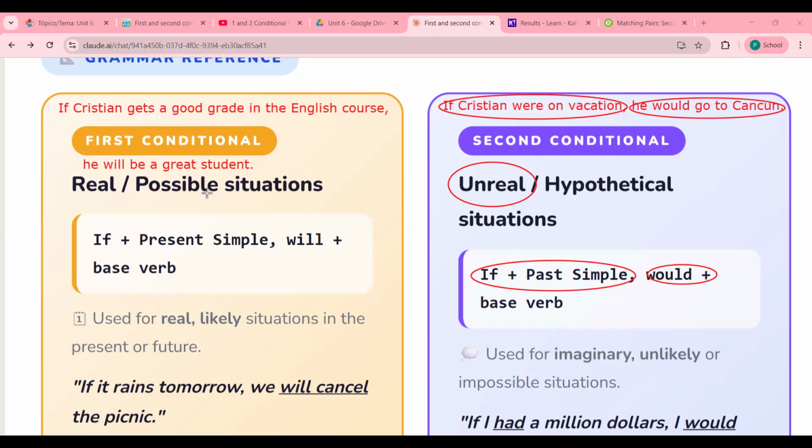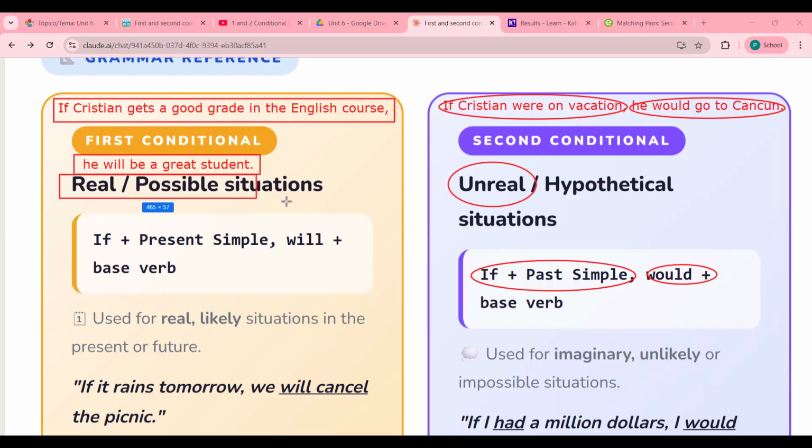And contrasting the first if, okay, if Christian studies, does homework, practices on the platform, and the positive result, he will be a great student. So real and possible situations, and the second is unreal or impossible situations. Much better.